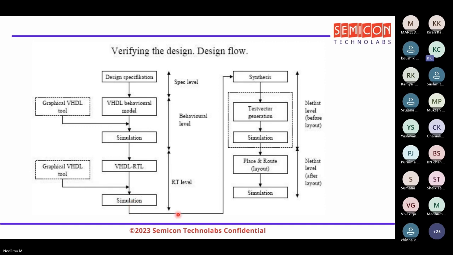Then from there, this is transferred into synthesis, where we will have the netlist before layout. The netlist generated from synthesis is the input for place and route, and place and route again internally has a lot of steps. Finally, we generate the netlist after layout. This is before layout, this is after layout. Here as well, we need to do simulations to make sure that it is meeting the design specification. So everywhere we will be doing simulations to make sure the design specifications are met.